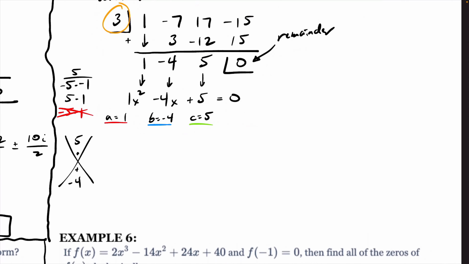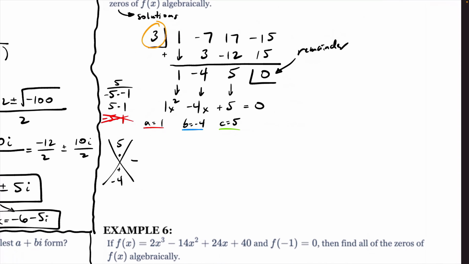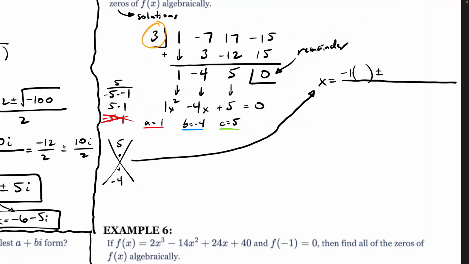Okay, so I'm going to move this over here. So the quadratic formula is on the board. Negative b, plus or minus the square root of b squared minus 4ac, over 2a.